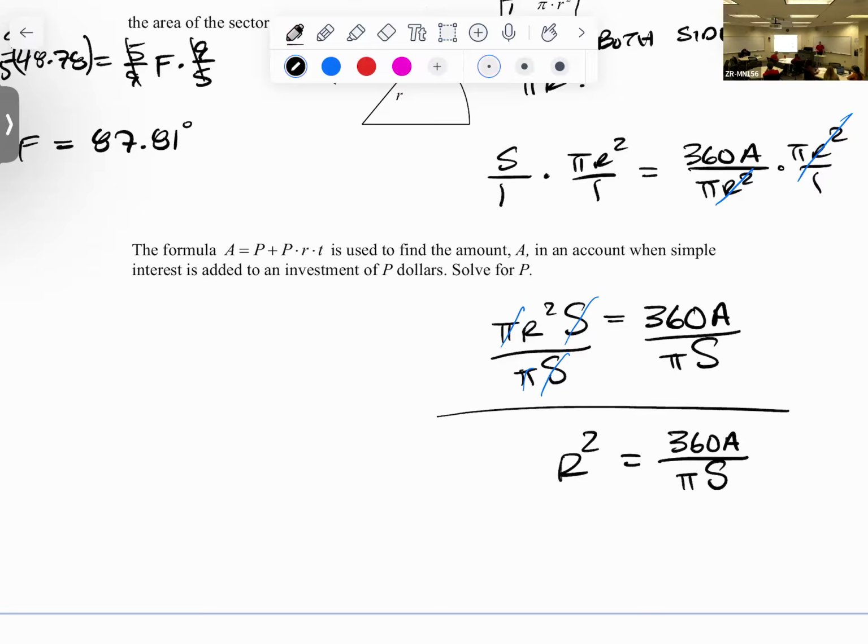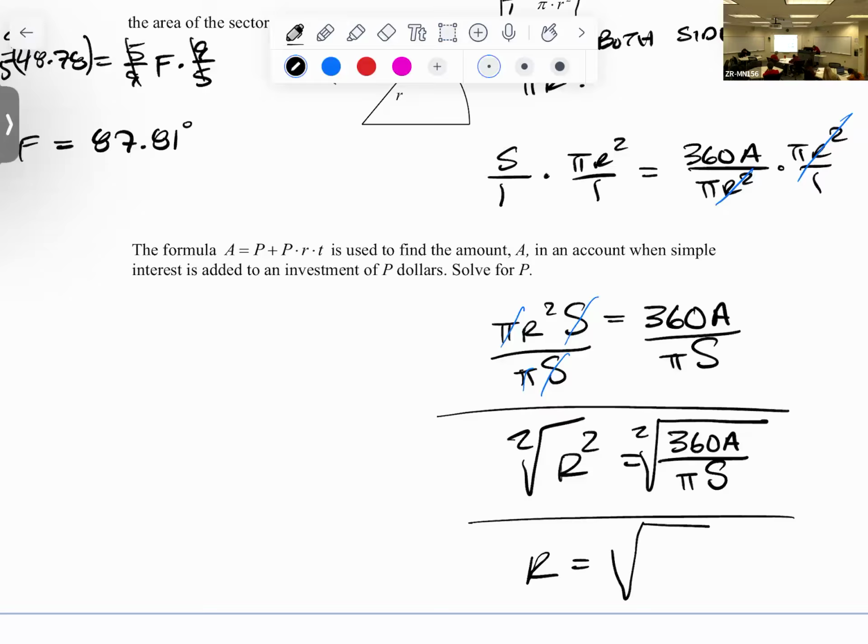And as you mentioned, our last step, again, we're trying to get R equals. So what's the opposite of squaring? Square root. Now we're in exponents. Remember, we do PEMDAS in reverse. The last thing, that E, exponents: square root, cube root, 12th root. So square root both sides. Those cancel out. R equals the square root of 360a over pi S.